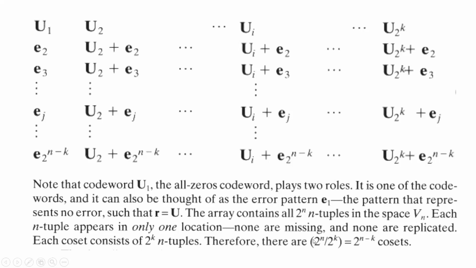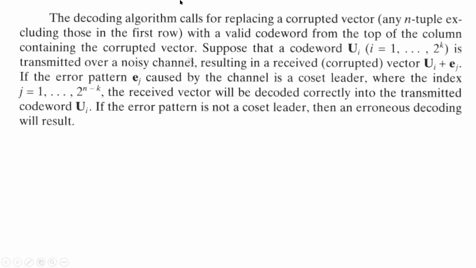So therefore, how many cosets are there? Every row will be called a coset. How many rows will there be? 2^n divided by 2^k, so 2^(n-k) cosets will be there, as shown in this diagram. Now, the decoding algorithm calls for replacing a corrupted vector, right?